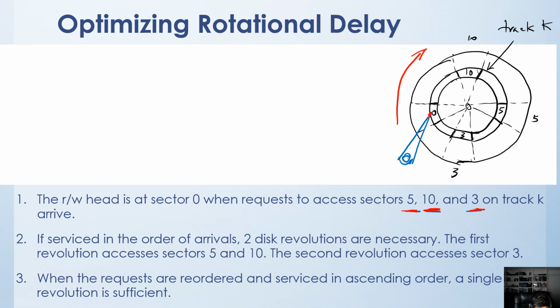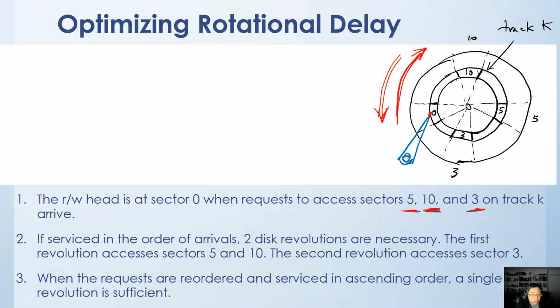Now after sector 10 is accessed, you need to access sector 3. So you need to rotate the disk counterclockwise, right? So basically two disk revolutions are necessary. First going this way and then going backward.